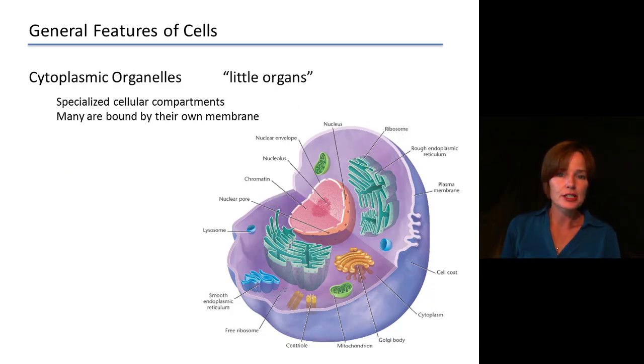Organelles are considered little organs, so that's where the name comes from. They are specialized compartments. Most of them have their own membrane around the outside. Since it is a membrane, it is going to be made up of the phospholipids and the proteins, just like the plasma membrane was composed of. And they're not only isolating that compartment, but they do also regulate what enters and exits that particular little organ.